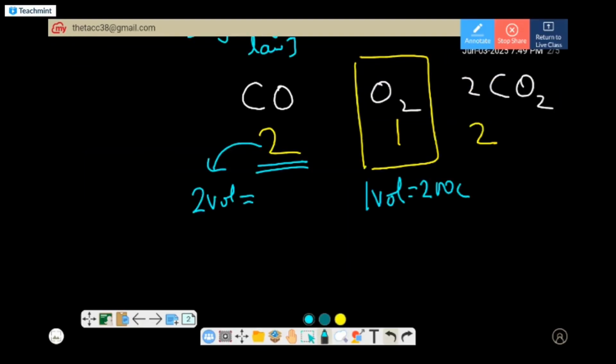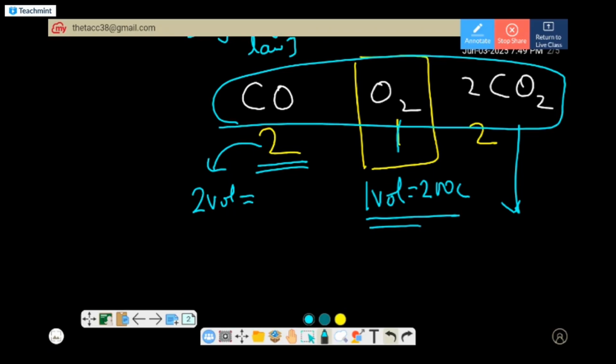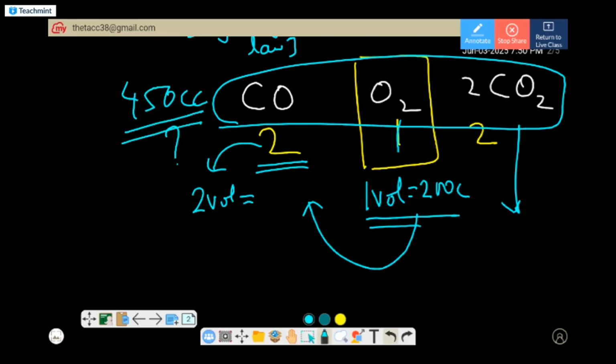They have given it in the question as 450, right? It is 450 as the sample. But according to the equation, if I'm picking up the limiting reagent, the limiting reagent is oxygen. I'm having 200 cc of oxygen. In that, how much carbon monoxide can be converted into carbon dioxide? That is the point. I do have 450 cc given in the sample, but are all the 450 going to be consumed? That is what we need to check. No. So 2 volume is how much?